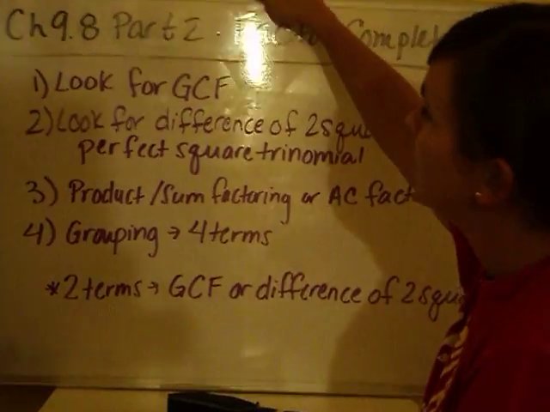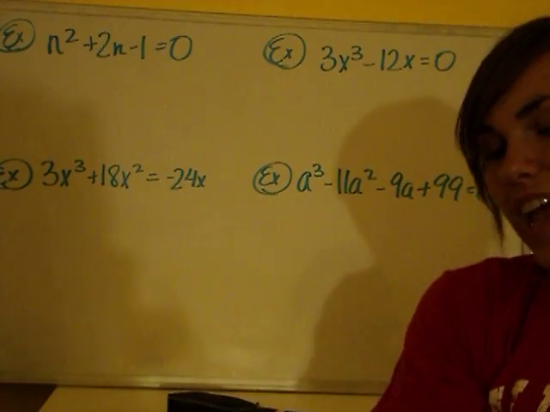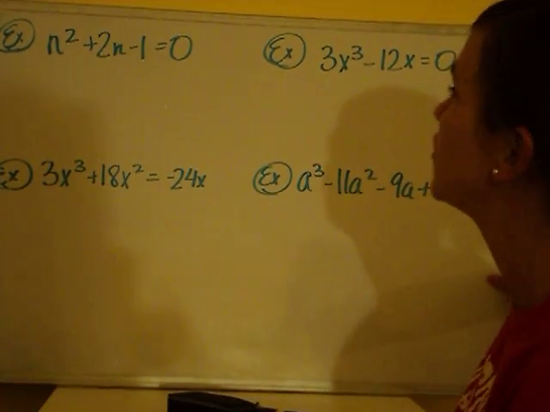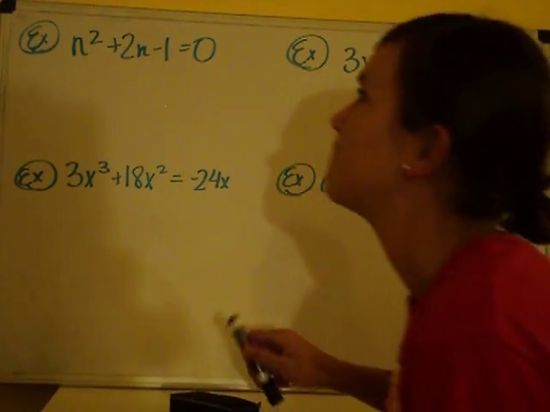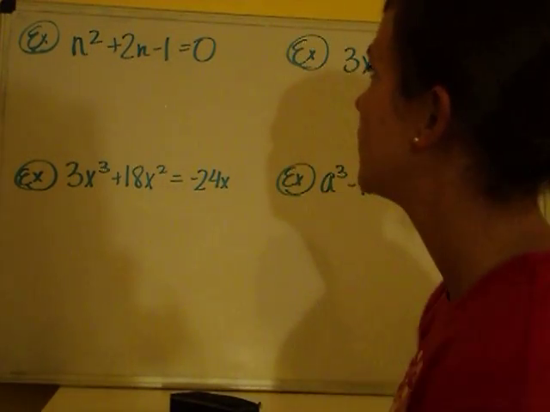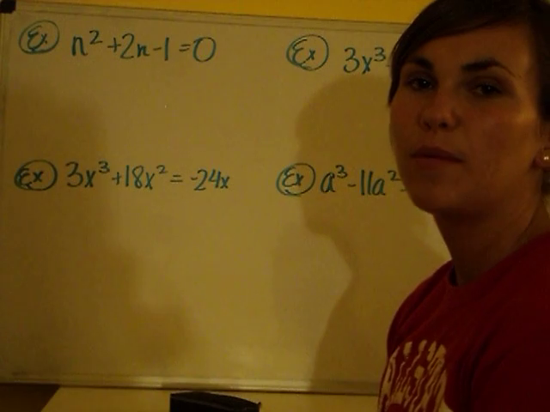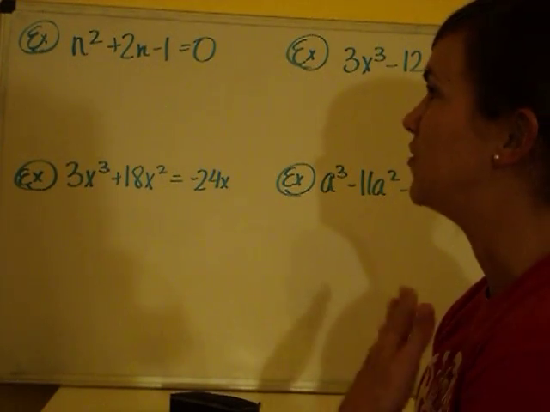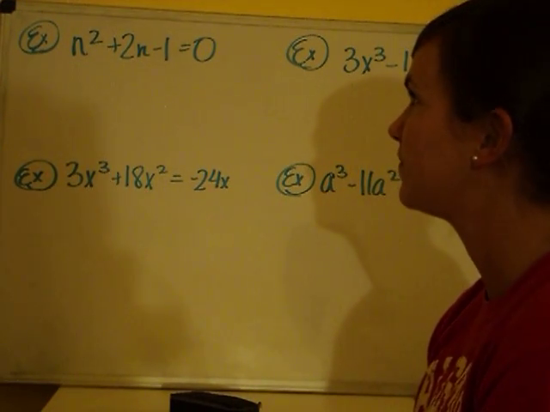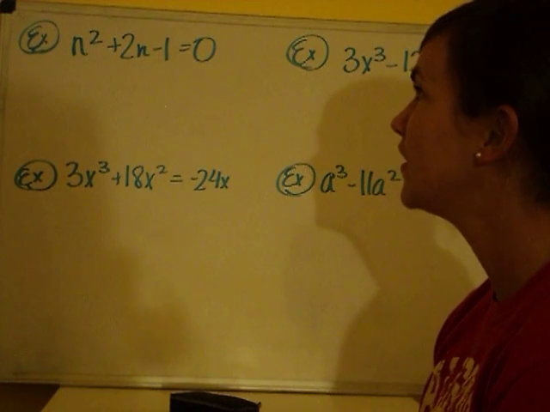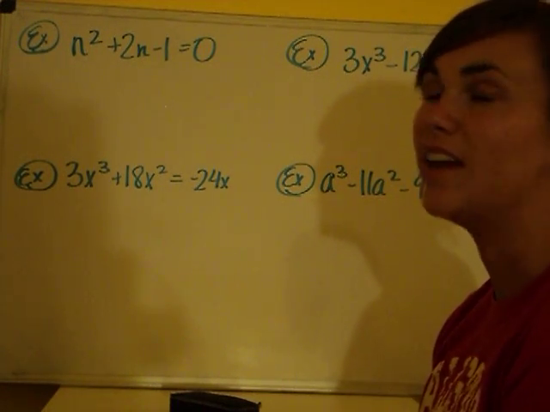Here we go. Factoring and solving. It will be so much fun. Here we have n squared plus 2n minus 1. Step number 1, look for a greatest common factor. Do any of those share anything? The answer is no. Moving on.